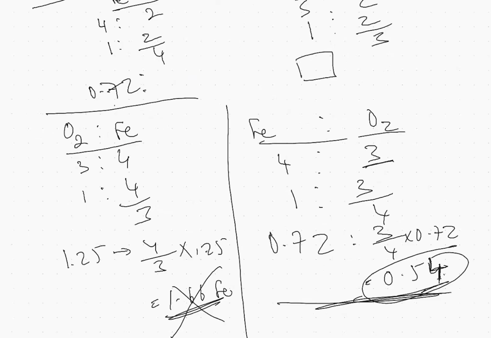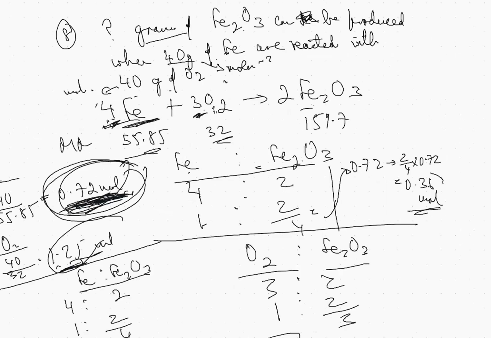So the question was how many moles? We got 0.36, but they're asking grams here. So we multiply it by the molar mass, 159.7. Take it as 160. Let me stick to these numbers anyway. 0.36 times 160, I get about 57.4 grams. So that's the answer. Okay, that's how you get it.